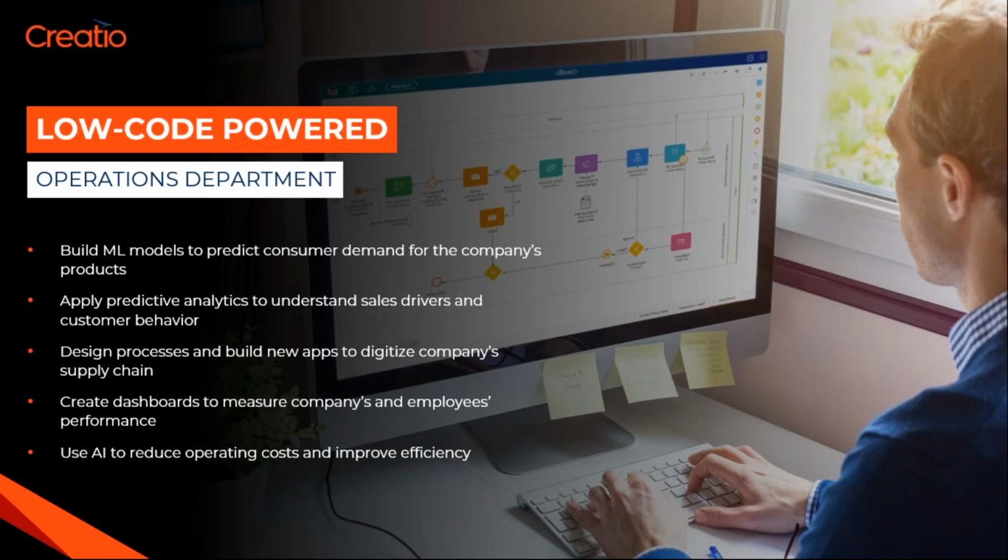We know that, say in manufacturing, there are a lot of different components to even just making a quote for a customer. So how do we streamline that process? How do we digitize that process? Low code enables you to build that very quickly, efficiently, and then also adapt that process to changing conditions within your organization. We can also build machine learning models to predict things like customer demand for product, right?